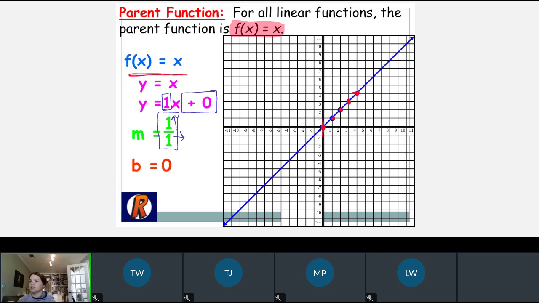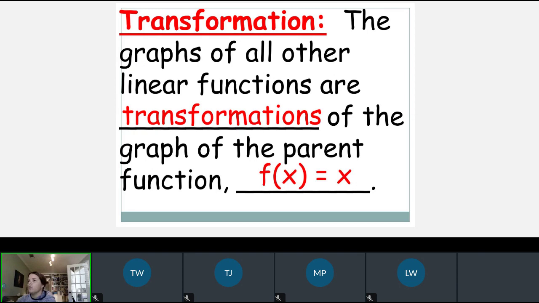Sometimes it will just tell you compare the new graph to the parent function. Okay, so think about it. What's the simplest function? It goes through the y-intercept of 0 and has a slope of 1. That's what the parent function is, and you know how to graph that. So what's going to happen now that we're talking about transformations? The graphs of all other linear functions are transformations of the graph of the parent function. So any function we are given that's a linear function comes from the parent function. We're just going to manipulate it in different ways.